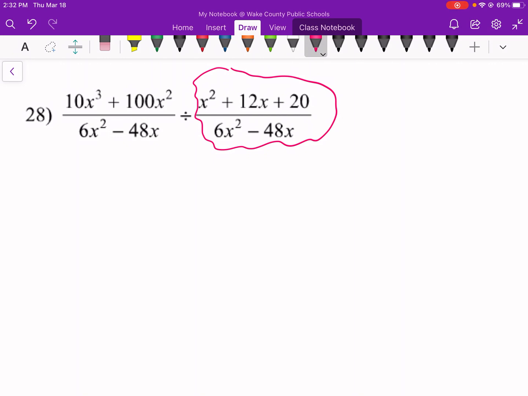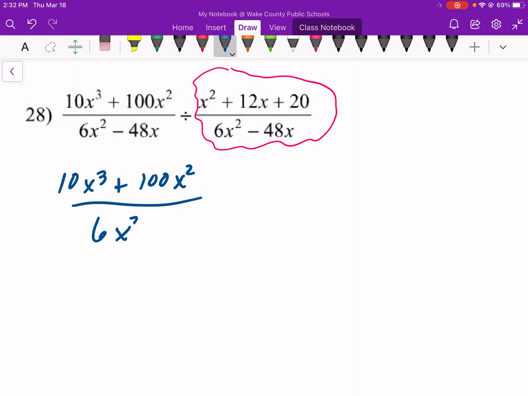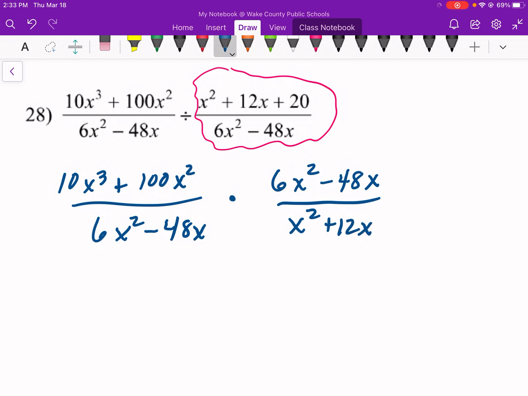So what I'm looking at now is going to be 10x cubed plus 100x squared over 6x squared minus 48x, just like what we had to start with. But now I'm turning it into a multiplication problem, and this is when the reciprocal happens. I'm switching the denominator and the numerator. And now I can treat this problem as a multiplication problem.